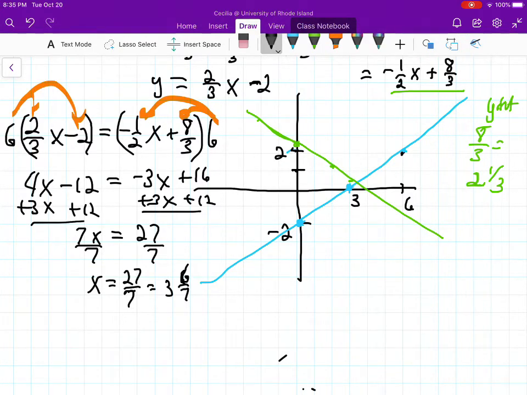Okay. Now we know where the x value is of the intercept. Now we need to find the y value of the intercept. And we can use either one of our functions to do that, but I think that the one that involves 2/3 x minus 2 looks a little bit easier. So let's go ahead and plug into that one.